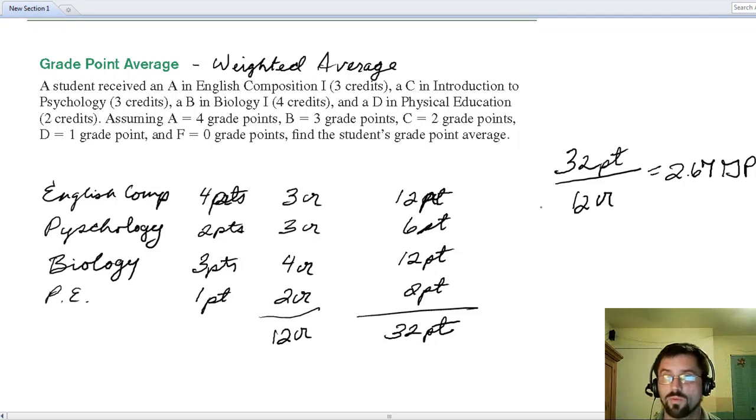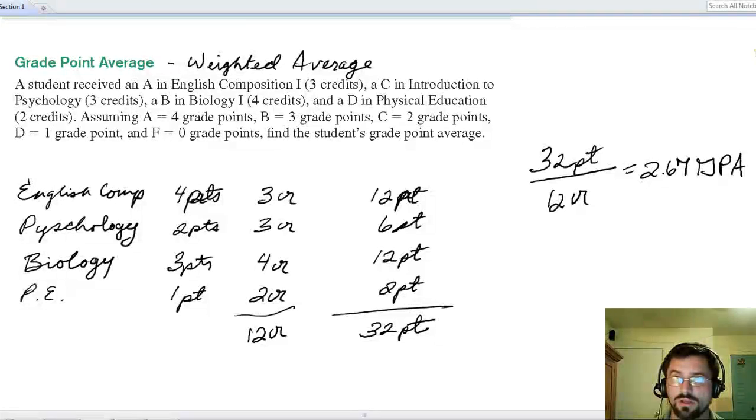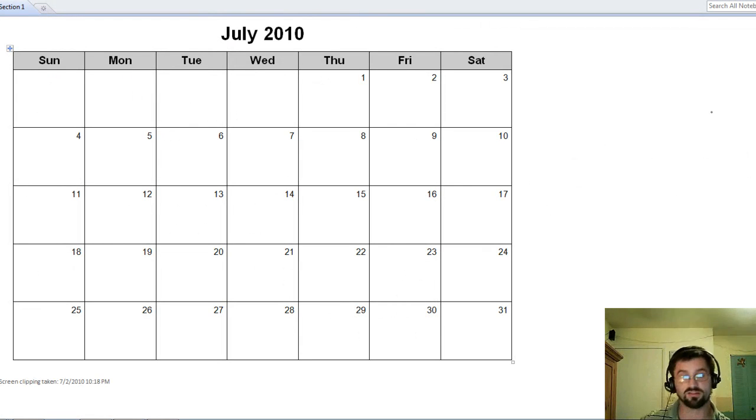Another example of a weighted average is found in the example of credit cards or savings accounts. Whether you are paying interest or earning interest, your interest is always calculated based on the average daily balance in your account. So let's say that your billing cycle begins on the 1st of July.